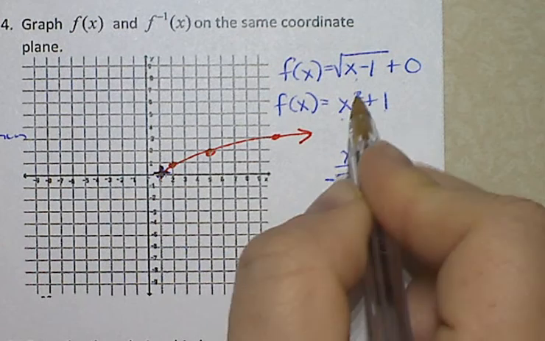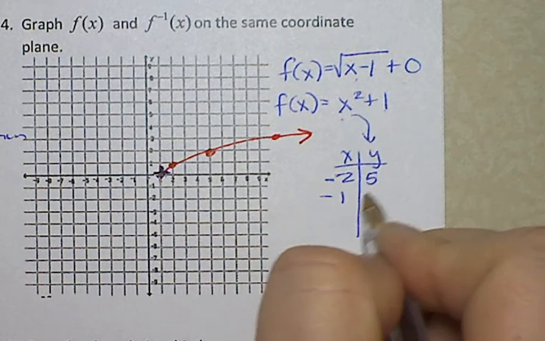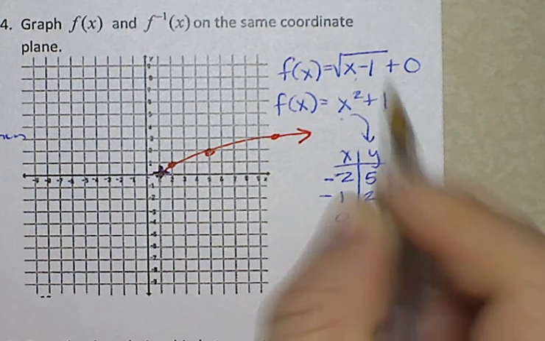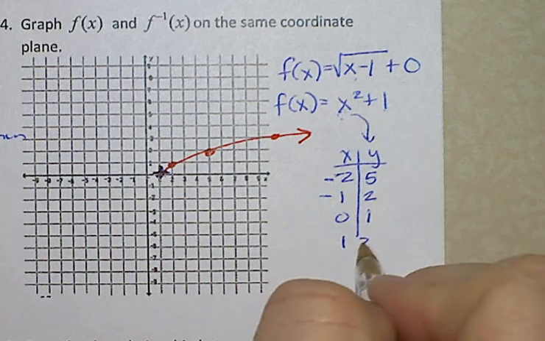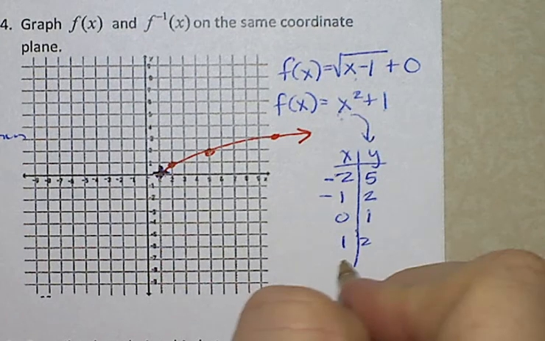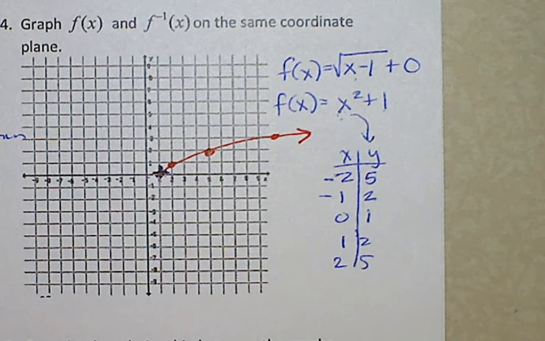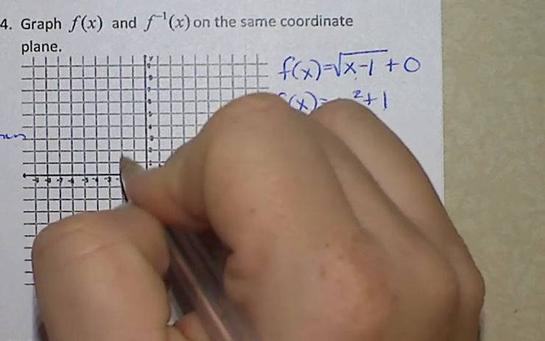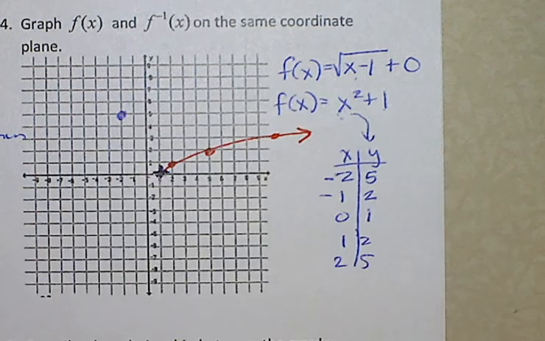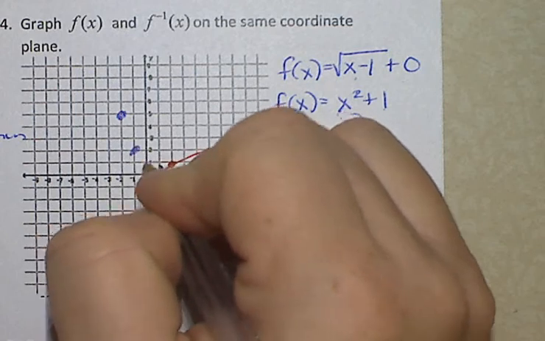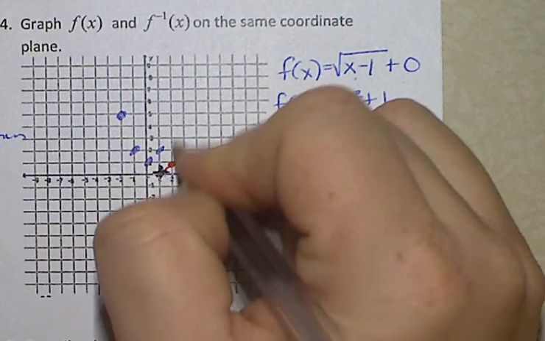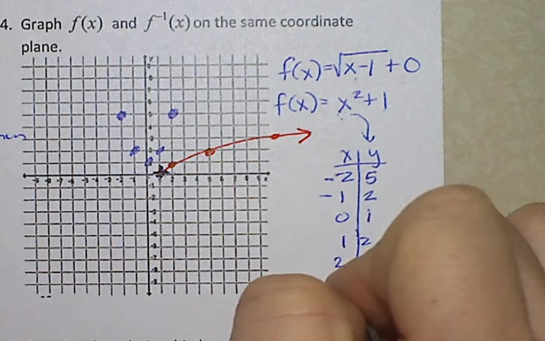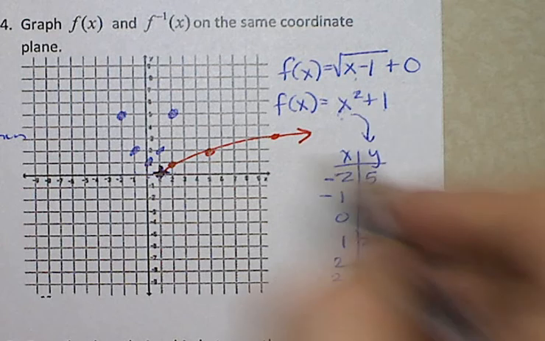Negative 1 squared is 1, and 1 plus 1 is 2. 0 squared is 0, 0 plus 1 is 1. 1 squared is 1, 1 plus 1 is 2. 2 squared is 4, 4 plus 1 is 5. So let's graph those 5 ordered pairs. We probably could even add in a 3 here. If I did 3, 3 squared is 9, 9 plus 1 is 10.